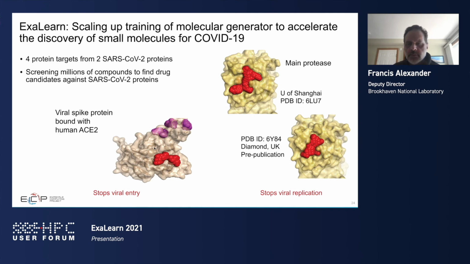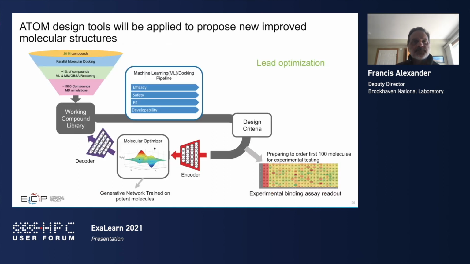And I'll describe a little bit about what we did in the area of molecular design. When you're looking at molecular design, what you're trying to do is come up with drugs and therapeutics that both stop viral entry and/or stop viral replication. We have a framework that was developed also in the context of another one of our multi-lab projects, called ATOM, Accelerated Therapeutic Opportunities in Medicine.